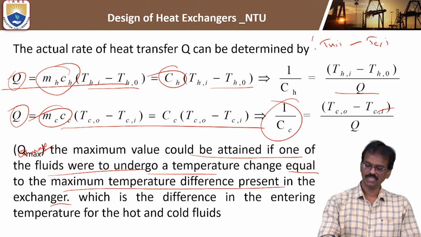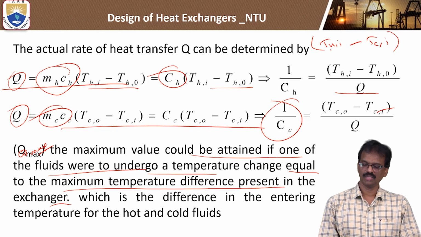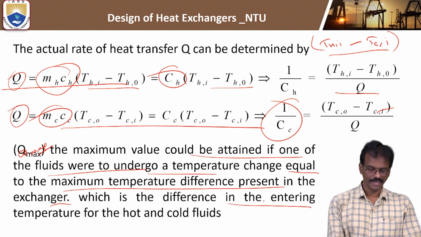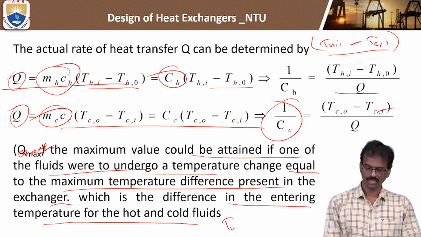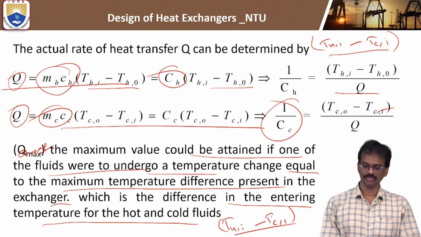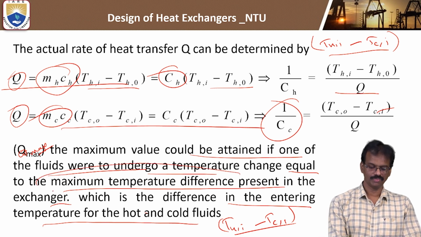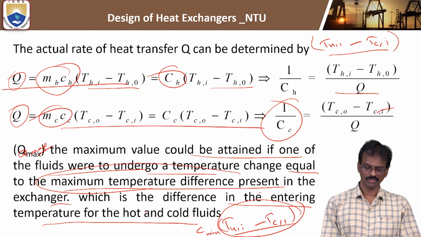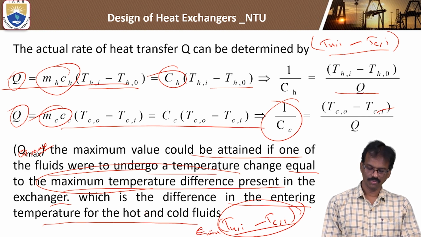You know that the temperature difference between these two, the hot point Thi minus Tc naught, Tca, is the difference in the entering temperatures of the hot and cold fluid. This is the maximum temperature difference, because Thi is the highest temperature point and Tca is the lowest. If it is the maximum temperature difference, then automatically capital C, this specific flow rate, will be C minimum.